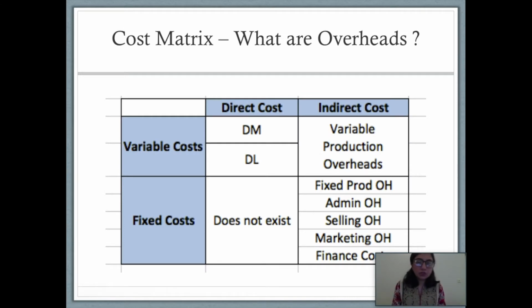The cost matrix. Now coming back to overheads. The terminology overheads is used vastly in management accounting. What does overhead actually mean? We're going to see it forward. Let's look at this cost matrix. Cost matrix is something that you need to memorize in management accounting, we're going to come back to this matrix again and again. And it's very important to distinguish between four kinds of cost: variable costs, fixed cost, direct cost, indirect cost.